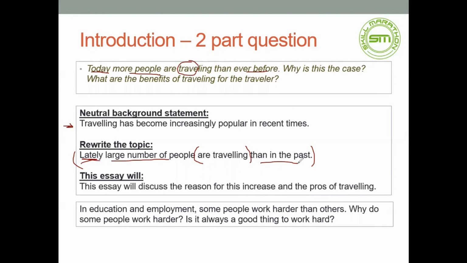Write a general statement, rewrite the question, and mention what you're going to talk about or discuss in this essay. This essay will discuss the reason for this increase and the pros of traveling. That's it. So I'm going to discuss the benefits of traveling for the traveler and the reason for this increase. Okay. Have you all understood how I have divided an introduction into 3 points?